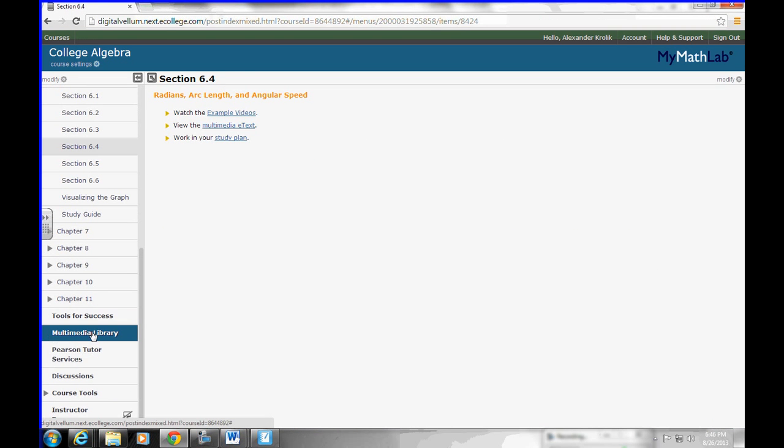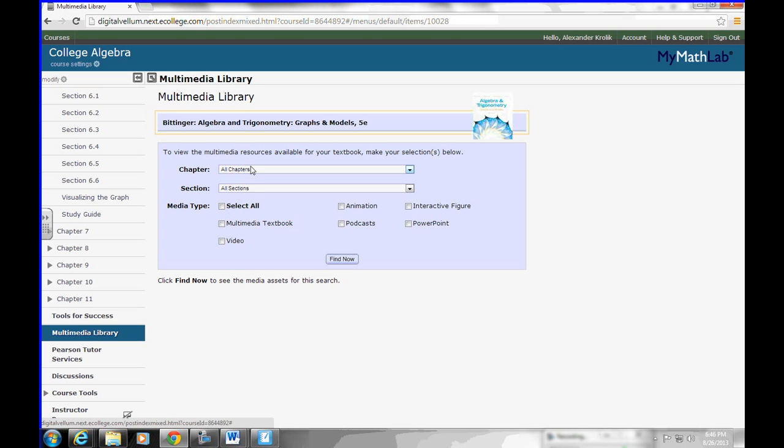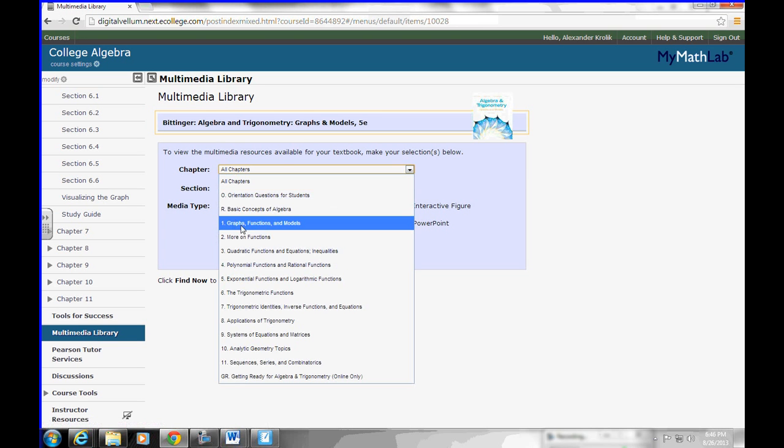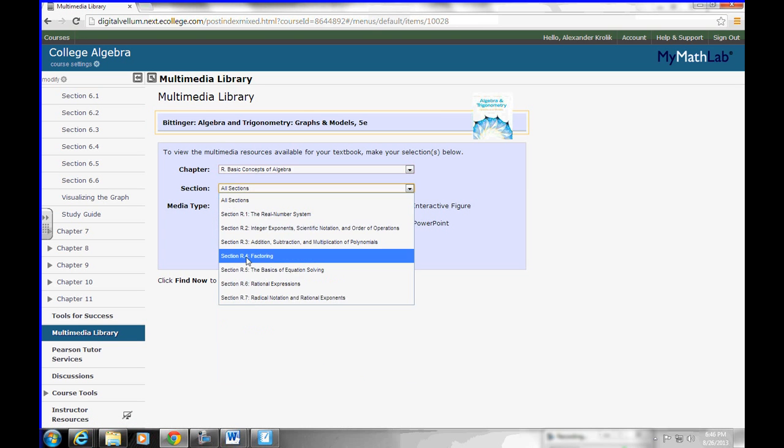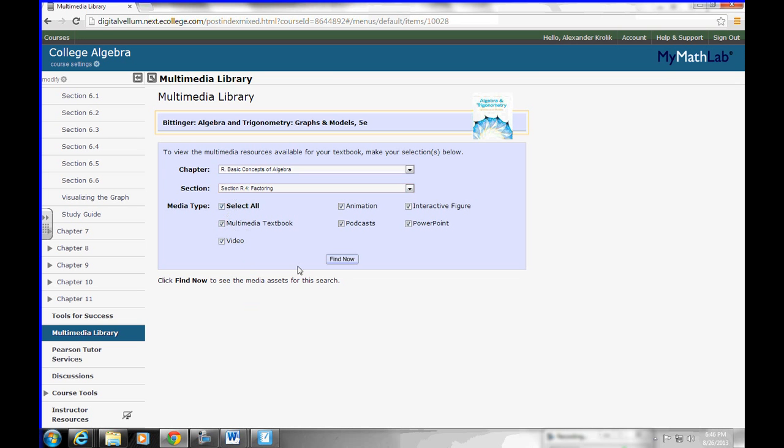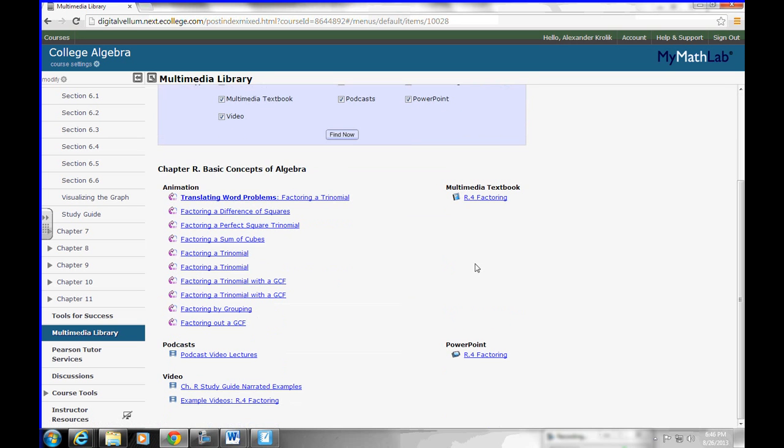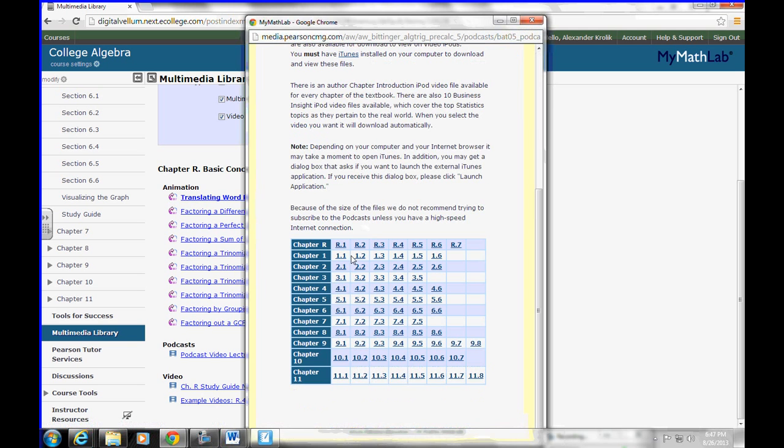Now, it also has the multimedia library, which comes with a bunch of little videos and tutorials. Let's say we're bad at factoring. Let's see what they have available for factoring. A bunch of little animations, a video lecture, video podcast of people talking math. Okay?